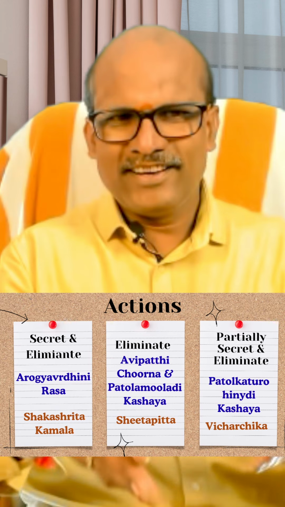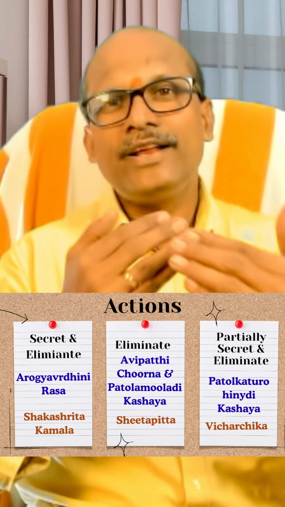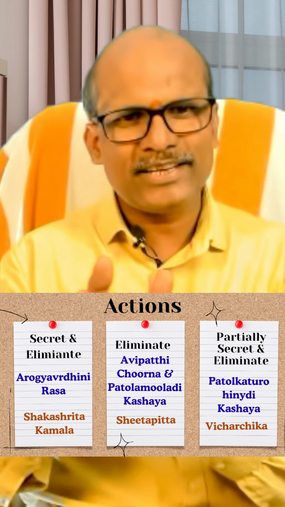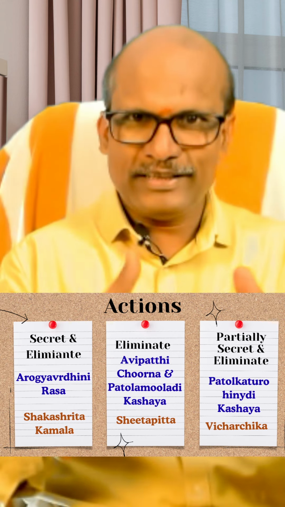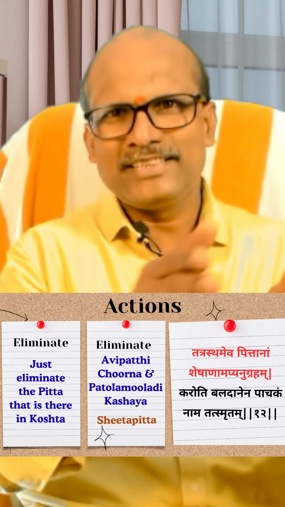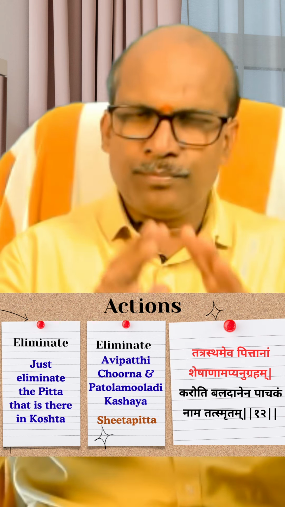Understood? Clear? So there will be conditions like jaundice or Kamala, Shakashrita Kamala, where we need drugs which secrete Pitta and then eliminate. In Shita Pitta and other conditions, we need drugs which are going to eliminate. The third, like Vichachika and all, where I told you, partially secrete and then eliminate. Patolakaturohinyadi does that. Now consider Shita Pitta. If you get a doubt, it is not necessary that Drava Pitta should be there in Shita Pitta, not necessary, but still there will be a little Drava Pitta, right?